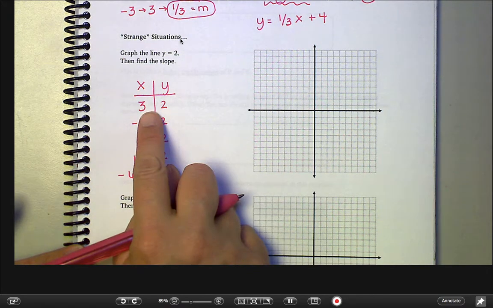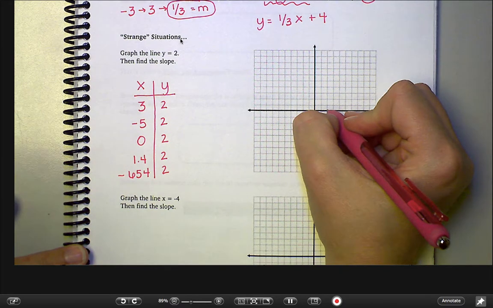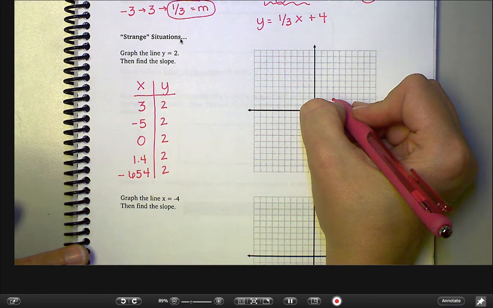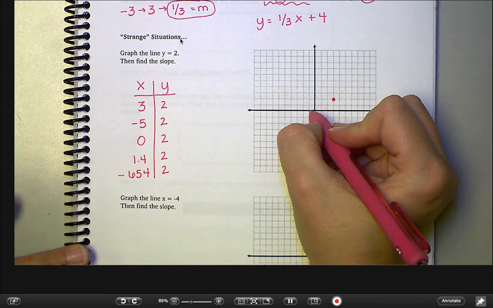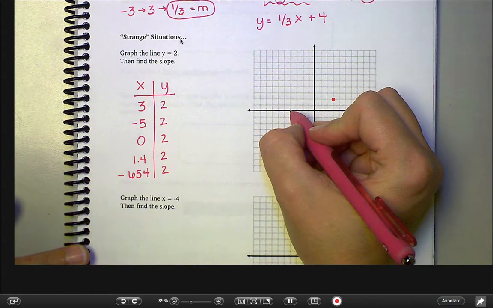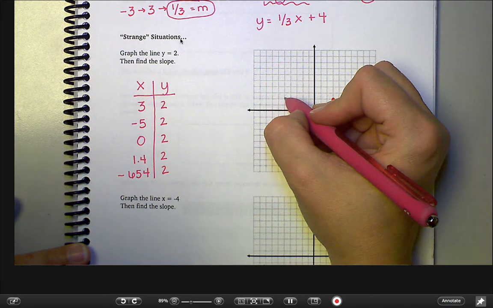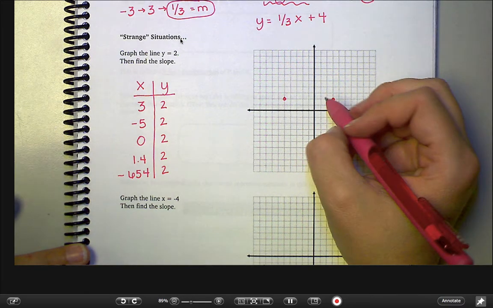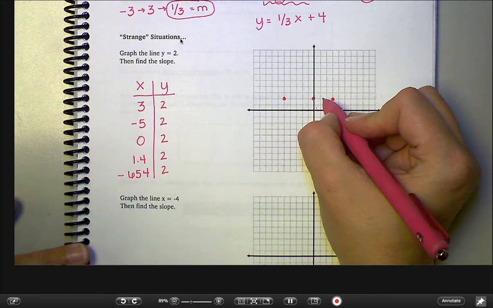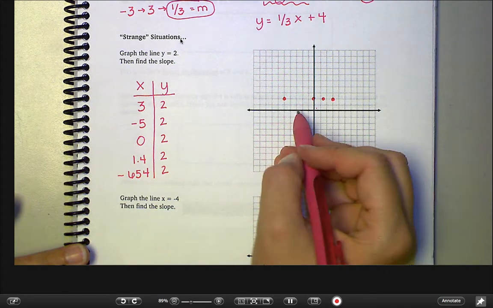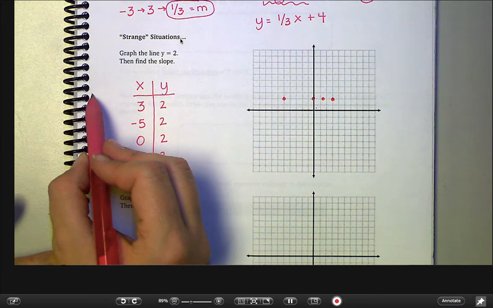So if we graph these points here, all right, 3, 2 would be here. Negative 5, 2 would be here. 0, 2 would be here. 1.4, 2 would be somewhere here-ish. Negative 654, 2 would be way down here, but it would still be 2 points up.